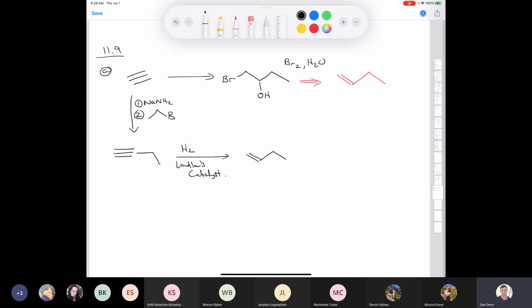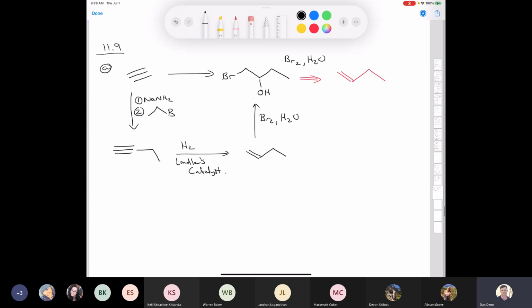Okay, that works really well. And then for the last step, all I have to do is treat it with bromine in water, and I form my halohydrin. So halohydrin formation. Okay, the next one that I had on that slide is question E.